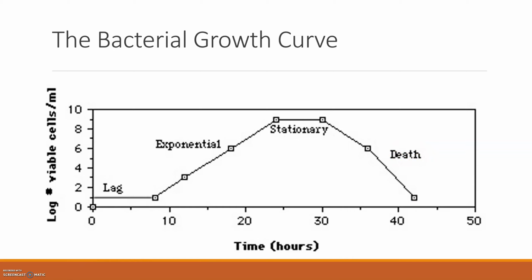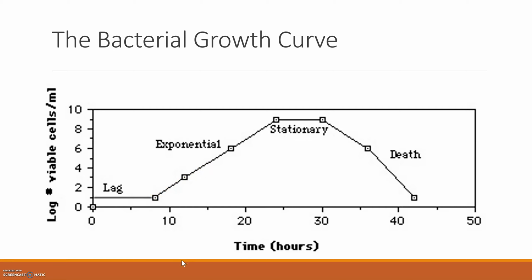Within the initial phase, the lag phase, bacteria are metabolically active but are not dividing. Therefore, the number of viable cells is not increasing. The exponential phase is where the growth is occurring, exponential growth.